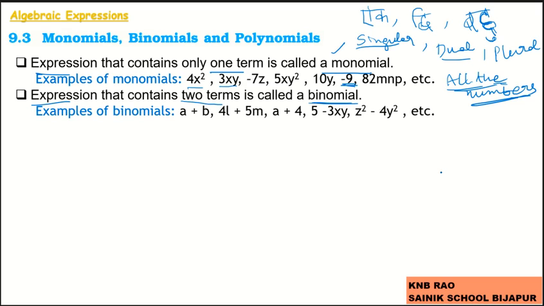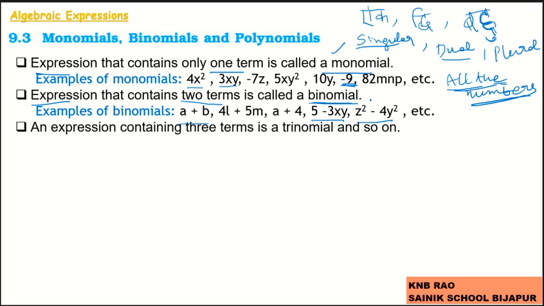Example, here you could see a plus b, it has two terms, one term is a, another term is b. So it's a binomial. Here you could see 5 minus 3xy. It has one term 5, another term minus 3xy. So this is a binomial. You could see z square minus 4y square. It is also a binomial. One term is z square, another term is minus 4y square. So a binomial is an algebraic expression having two terms.